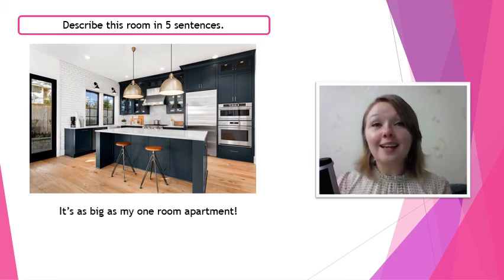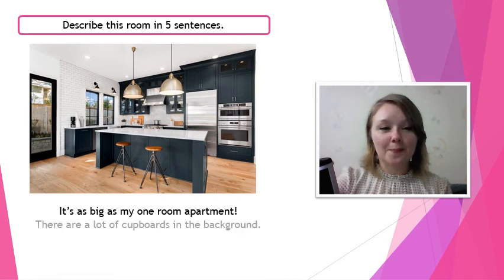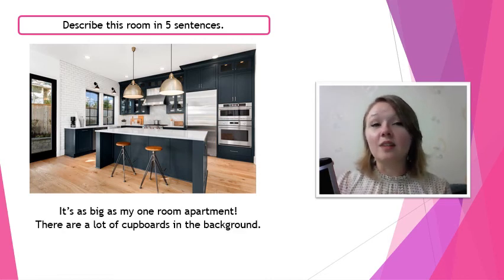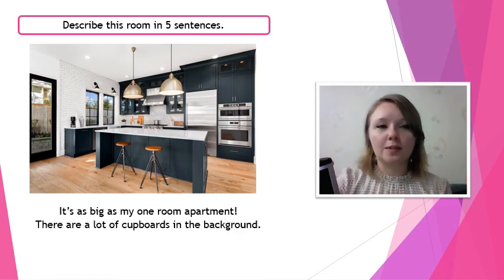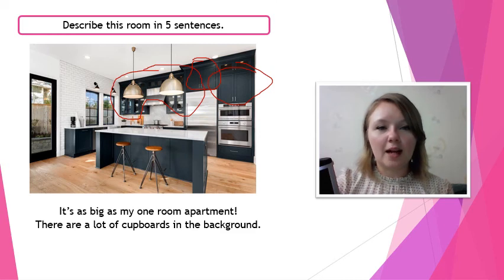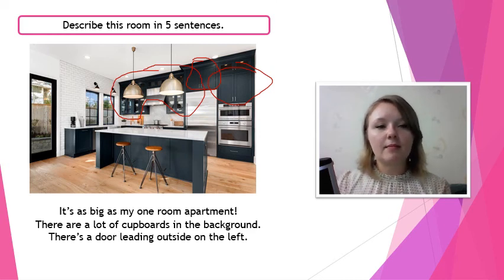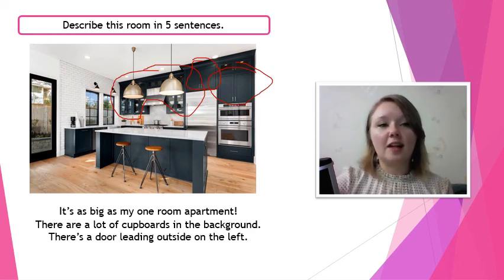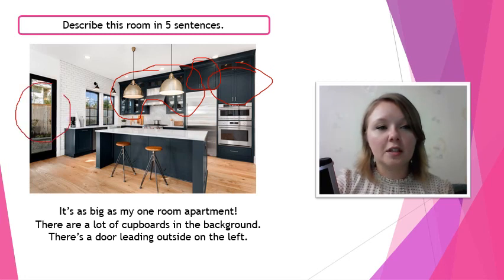It's as big as my 1-room apartment. This means this kitchen is so big, it's the same size as my apartment. There are a lot of cupboards in the background. So remember that vocabulary word, cupboards, and we see those back here in the background. There's a door leading outside on the left. On the left, we see a door that leads outside.